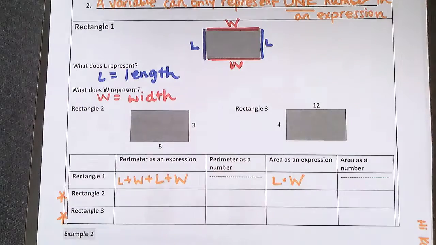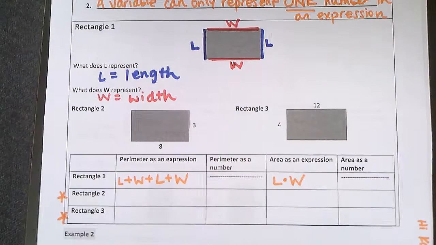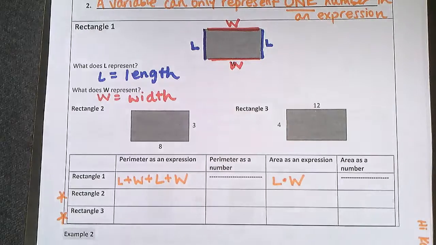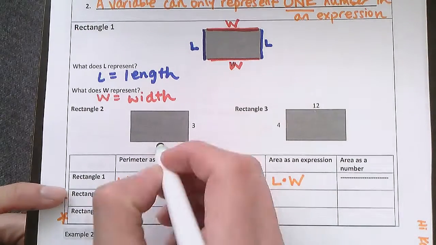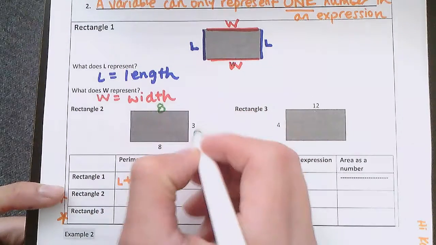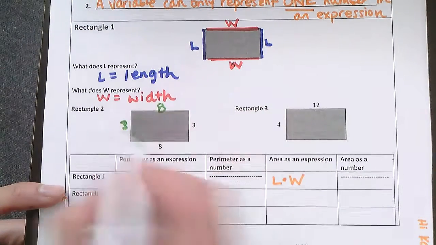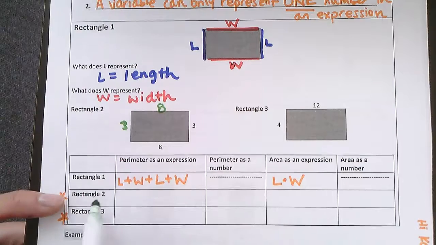And now you are resuming the video to check your work. Remember, if you're not trying it on your own, you're not challenging yourself to learn. Rectangle 2, if this is 8, then this side is also 8. If this is 3, then this side is also 3. The length is also 3.